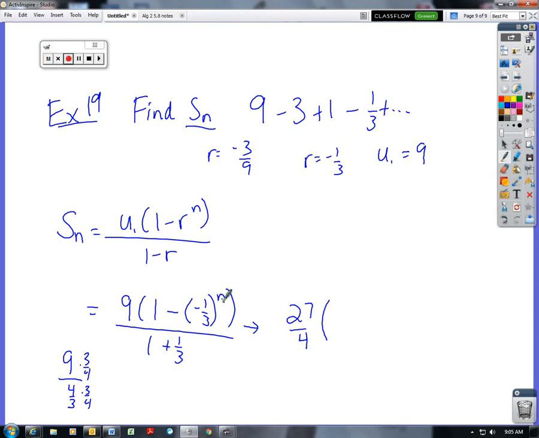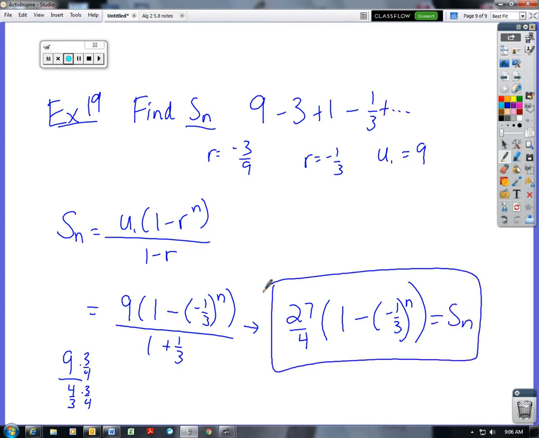Because if n is positive, I mean not positive, boy. If n is even, then this whole part will be positive, and if n is odd, this whole thing will be negative. So it's going to vary based on the n, so you can't simplify this any further. So that is the simplified formula.